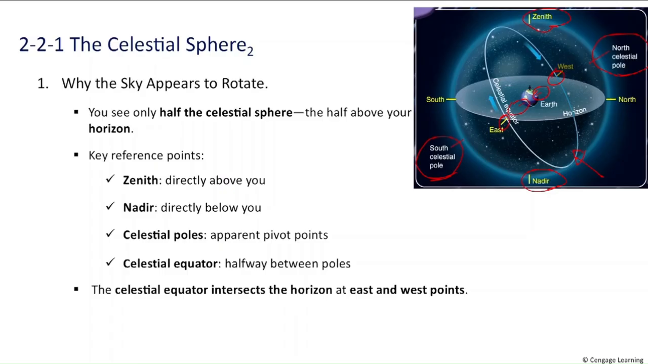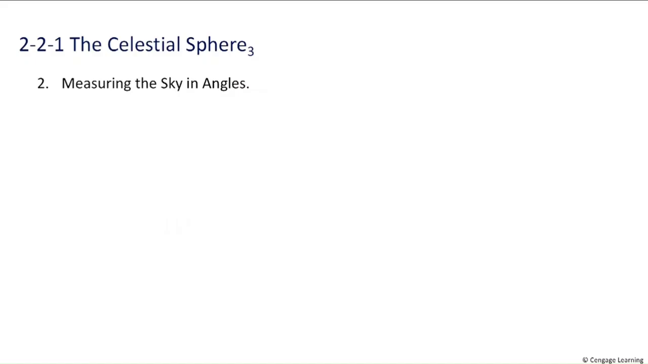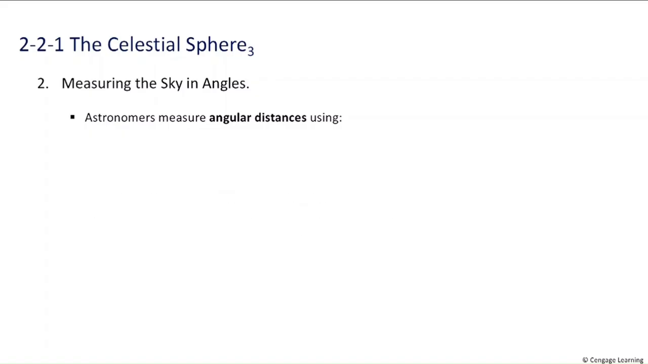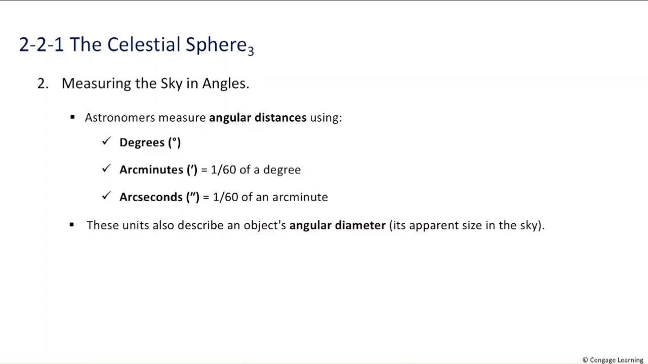So unlike roads and desks, we can't measure stars in meters or miles up there. So instead, astronomers use angles because we are measuring how far apart objects look, not how far they actually are. So we measure angular distance in degrees, arc minutes and arc seconds. So there are 60 arc minutes in 1 degree. That means 1 arc minute is 1 over 60 of a degree.